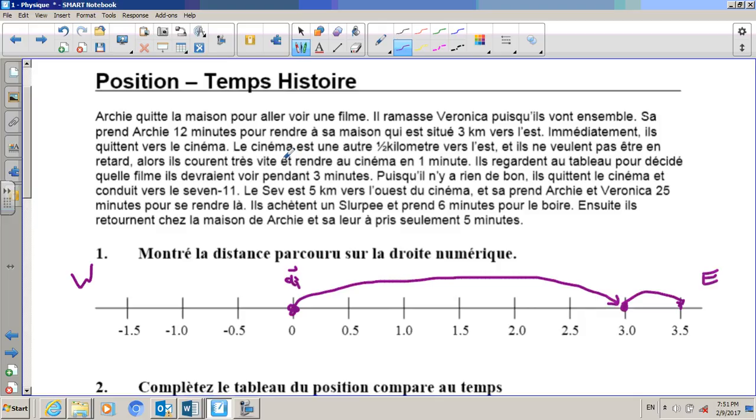Il n'y a rien de bon, ils quittent le cinéma et conduisent vers le 7-Eleven. Le 7 est 5 km vers l'ouest. Alors, il faut maintenant qu'on aille dans l'autre direction pour 5 km. Alors, 3 et demi, 4, 4 et demi, 5. Voici le 7-Eleven.